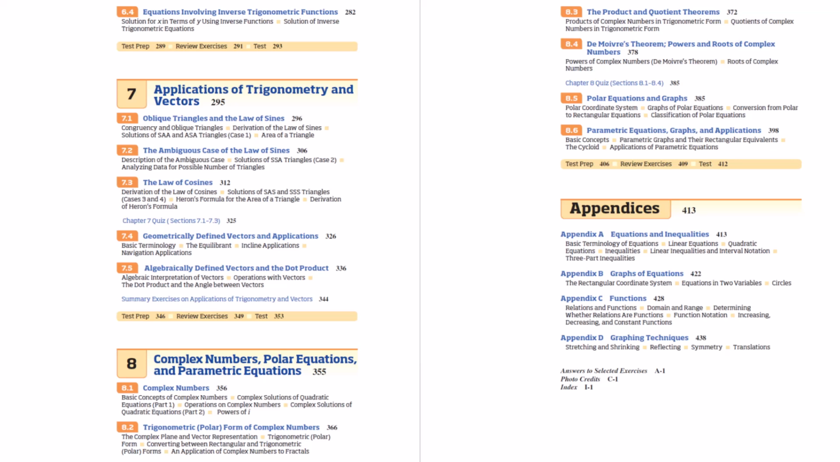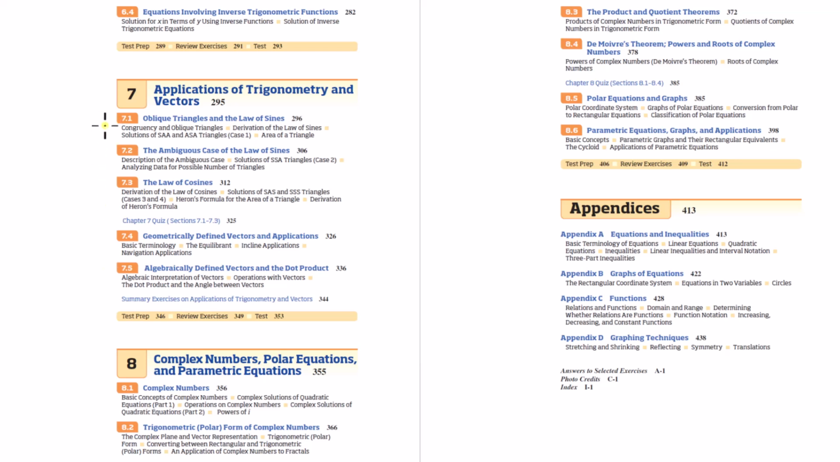Okay, we're starting Chapter 7 in the trigonometry textbook. Chapter 7, you can see, is on applications of trigonometry and vectors. Now, vectors, the book discusses in these last two sections, but we're actually going to skip vectors because I've got a whole dedicated playlist on vectors, which will include everything that would be taught in these sections. So if you want to learn about vectors, go check out that playlist.